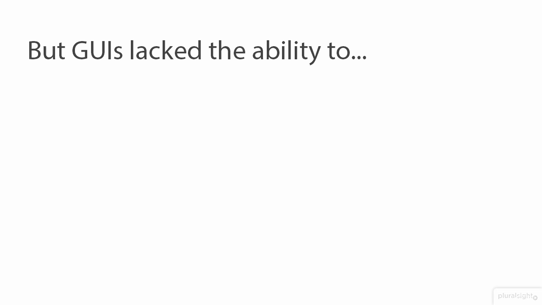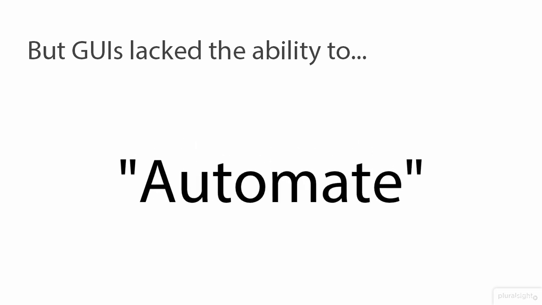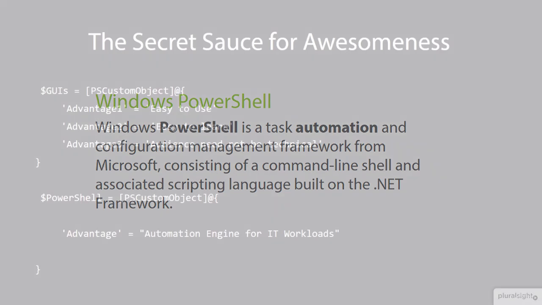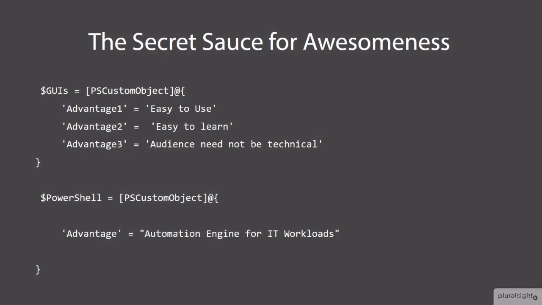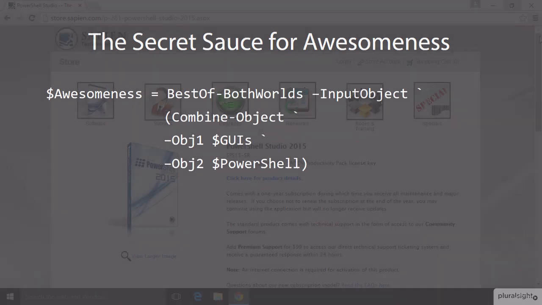Where GUIs fall short is the ability to automate, an issue that plagued Microsoft products for quite a long time. However, this was addressed via Windows PowerShell, which is a robust automation engine that fuels almost every product that is churned out of the Redmond factory. Now picture this. What if we combine the simplicity of GUIs with the robust automation capabilities of Windows PowerShell? Awesomeness, isn't it? And this is the goal of this course.